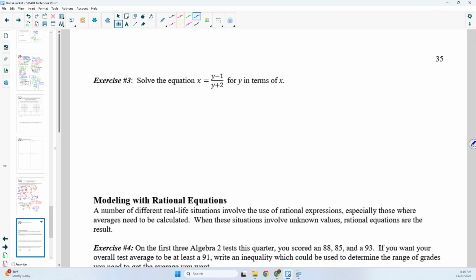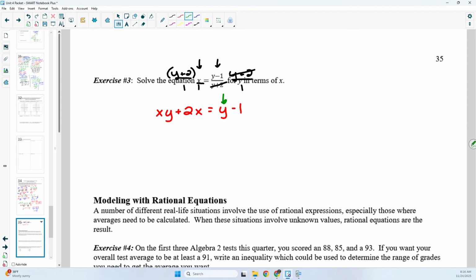So looking at this, I could get an LCD on both sides, okay? But since I only have single fractions, I can also just multiply both sides by y plus 2. That'll cancel this denominator, and I end up distributing on that side. So it's just a different way if there's only a single fraction on each side. Similar, if you think about it, to cross multiplying, that is why we can cross multiply. So I'm trying to solve for y in terms of x.